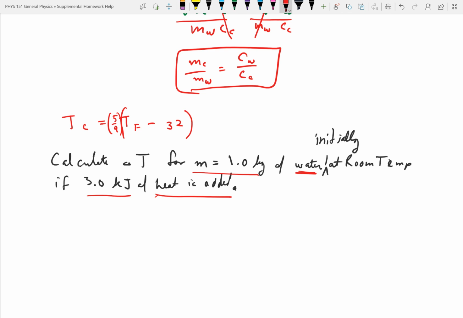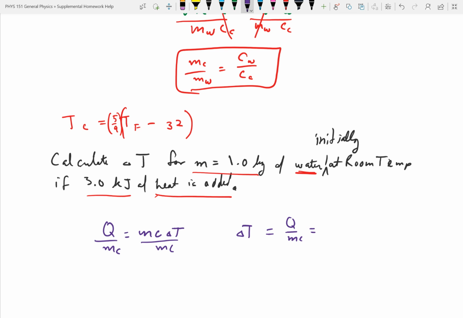Ashley looks all smart. Yes. It's the one Ashley named again. And I see you said it as well. Q equals MC delta T. Which variable are we solving for? Delta T. So just divide both sides by MC. And we have delta T is equal to Q over MC.